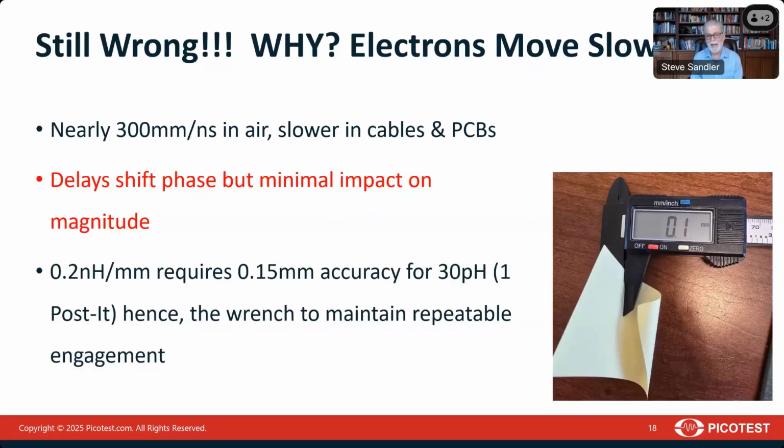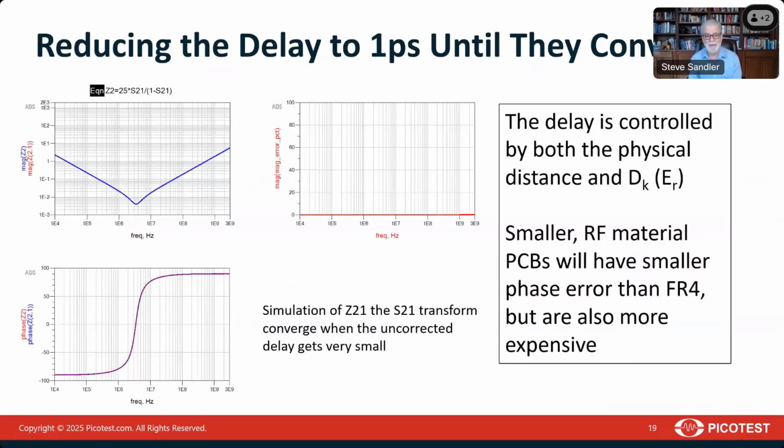If we want to measure to an accuracy of 0.2 nanohenries or 0.2 nanohenries per millimeter, it means that we need to get our distance measurements, the electrical length, accurate to within about the thickness of a Post-it note. And that's one of the reasons that we use our torque wrenches to make sure that we make a very accurate engagement distance in the connector center pin, because if that were to change just a tenth of a millimeter, it would have a very significant difference in phase angle. It really is that sensitive.